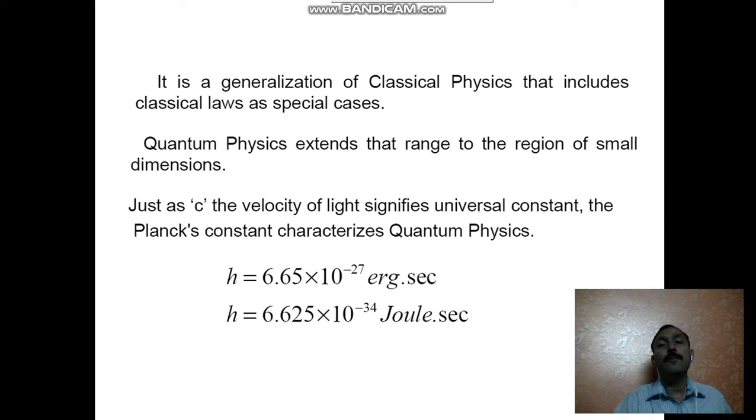Quantum physics is a generalization of classical physics that includes classical laws as special cases, and it extends that range to the region of small dimensions. Just as c, the velocity of light, signifies a universal constant, Planck's constant characterizes quantum physics. h is equal to 6.65 times 10 to the power minus 27 erg second, or 6.65 times 10 to the power minus 34 joule second.